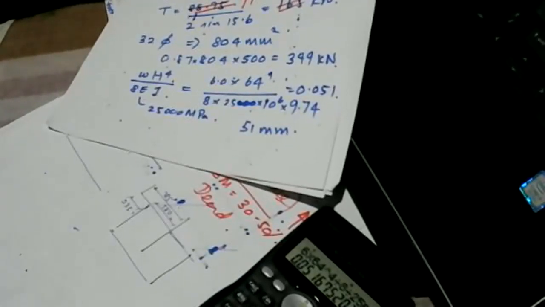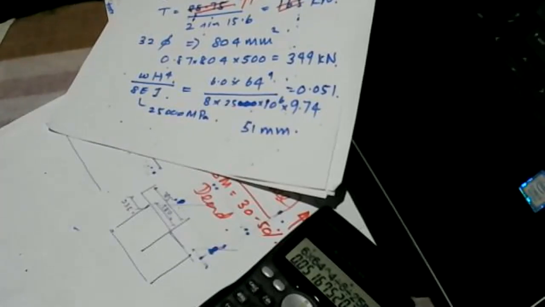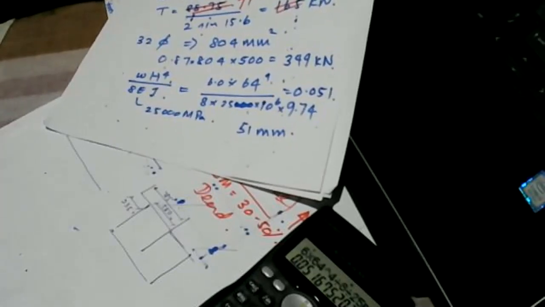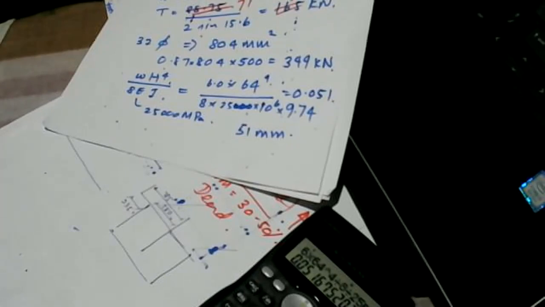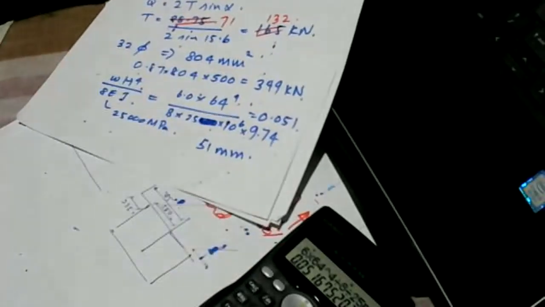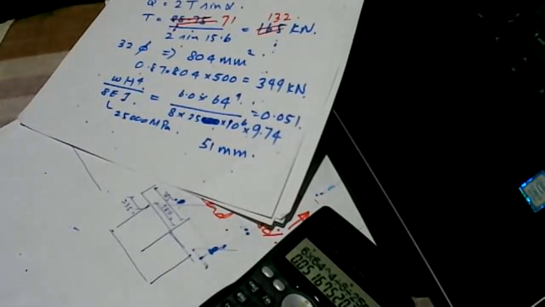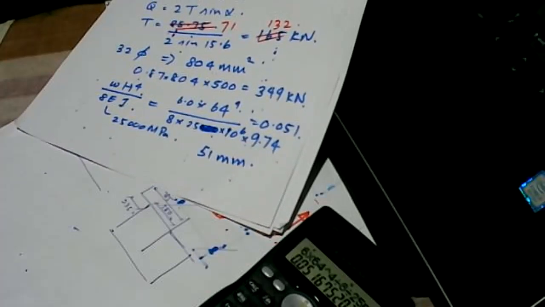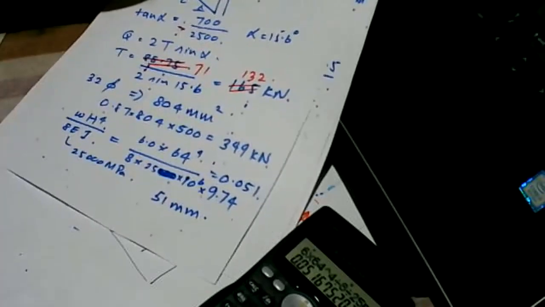Deflection is given by WH to the power 4 divided by 8EI, and E is 25,000 megapascal or 25 kilonewtons per millimeter squared or 25 into 10 to the power 6 kilonewtons per meter squared. So you have to substitute in kilonewtons per meter squared. So that's why I chop this off. And I value is 9.74. So you get 51 millimeter deflection without coupling action. But with the coupling action, it reduces to only about 20% of that. Is that clear?